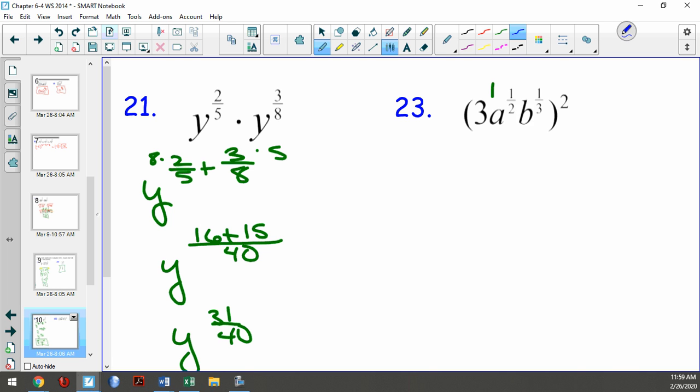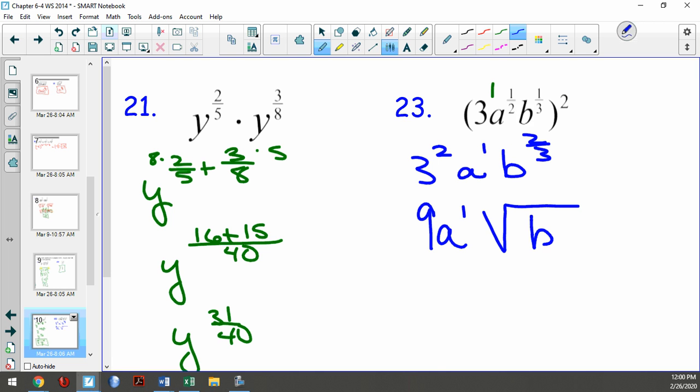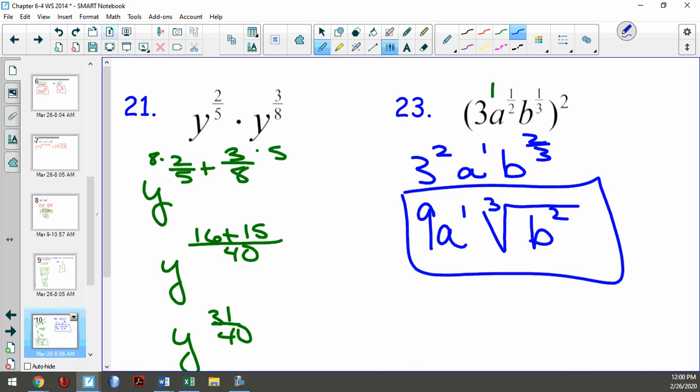So this is going to give you 3 squared, a to the, nope, half times 2 is going to be 1, b to the 2/3. What is 3 squared? 9. And then I'm going to get rid of this fractional exponent by writing it as a radical. So I put my radical symbol there. b is my base, my power is 2, my root is 3. I'm done.